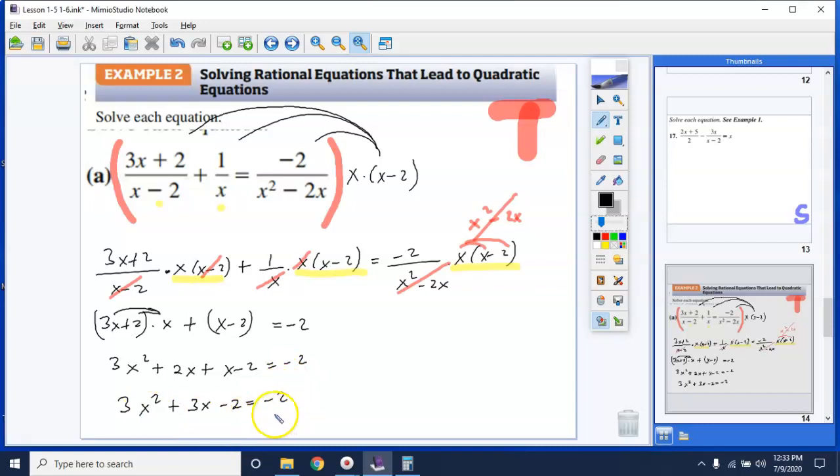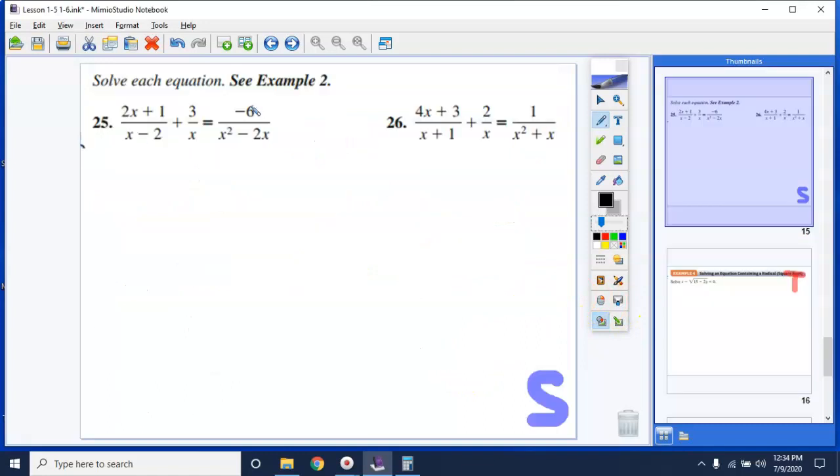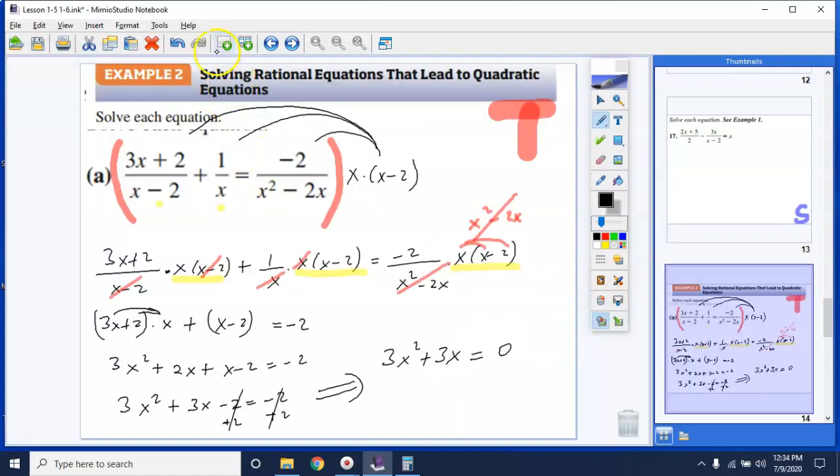It's a quadratic. Let's make it equal to 0 first. Plus 2, right? So they cancel each other. They cancel each other as well. So this is what we got. 3x squared plus 3x equals 0 over here. So that's my equation to work with. It's a quadratic. I've got to solve this. So let me make a new one.